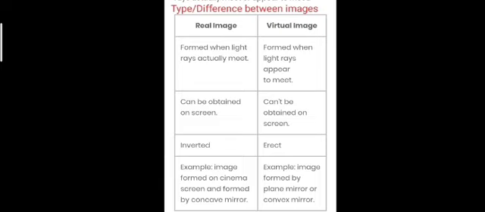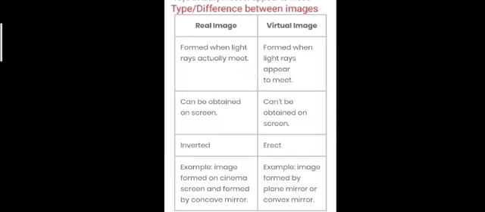So now the next is the most important thing and a very important question for the board exams, that is the difference between the types of images. There are two types of images that should be on a screen, real images and virtual images. Real means the actual, so that is formed when light rays actually meet.